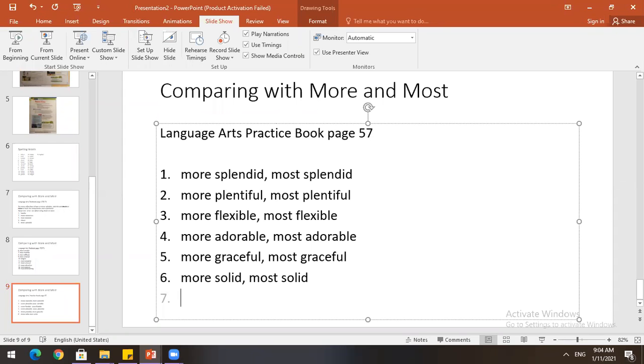China is one of the populous countries in the world. Will be most populated. Excellent. Most populated, not populatist. We don't change the adjective itself in this case. Okay, number 8.